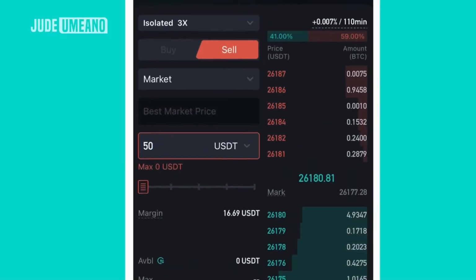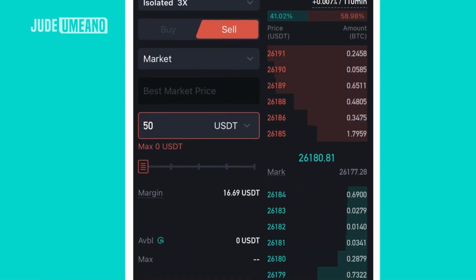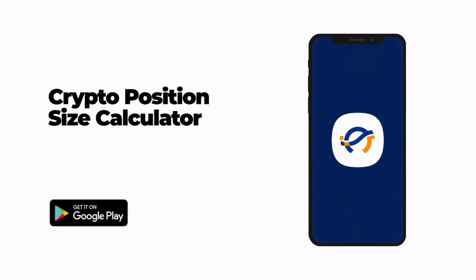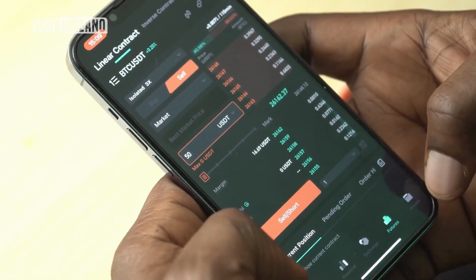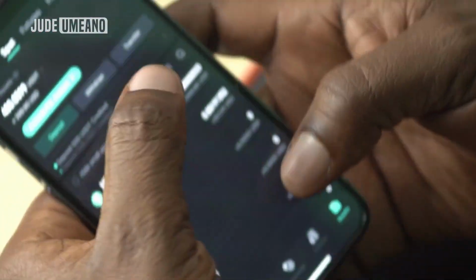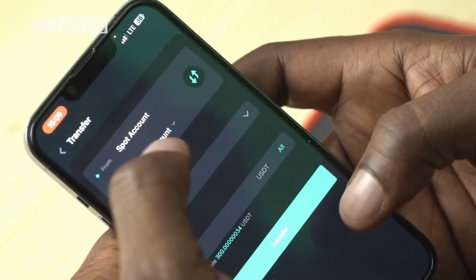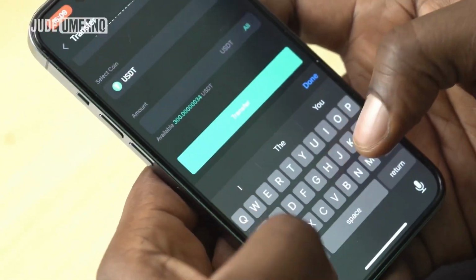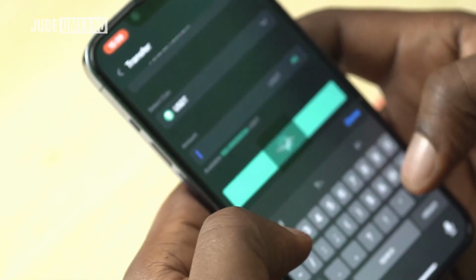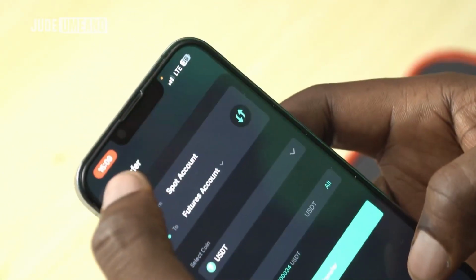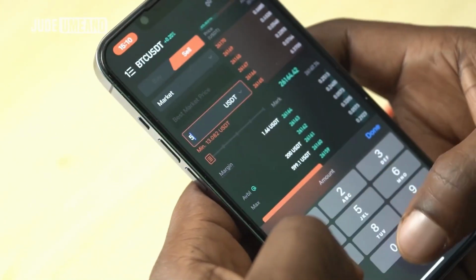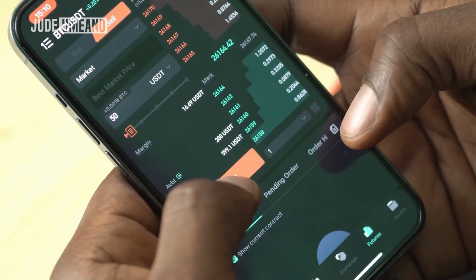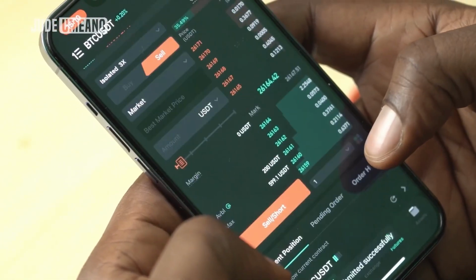USDT. Now this is not exactly how I trade. I trade by calculating my leverage first, and I use the Afibi position calculator. Please check the description to know how I do this. So I have to make sure first that I have money in my futures wallet. So I go back to assets. I want to transfer now money from my spot account to my futures account. Let me transfer $200, and once that is transferred, I can go back to futures and enter this trade with $50. I can click on sell short, confirm.